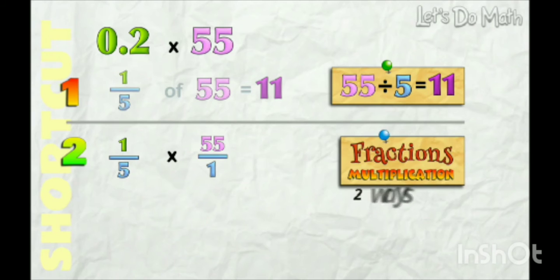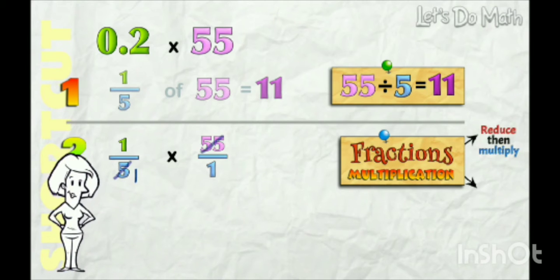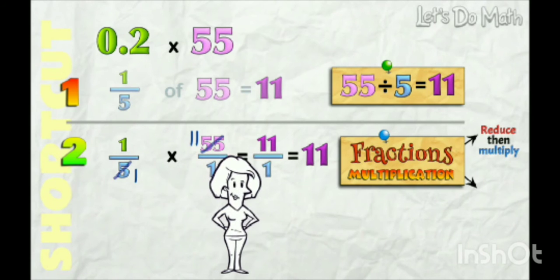I've got 2 ways to work. I can reduce first and multiply out. So this becomes 1 and this becomes 11. Multiply across and we get 11 over 1, or just 11.